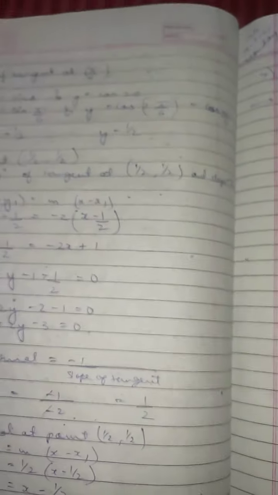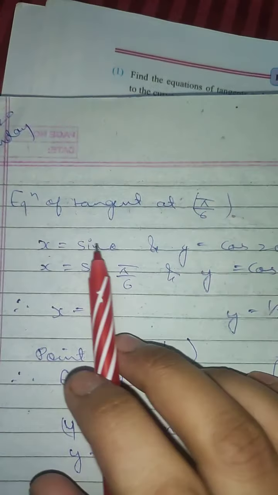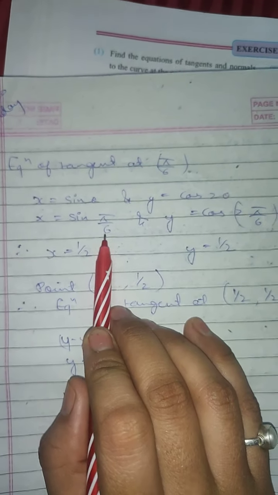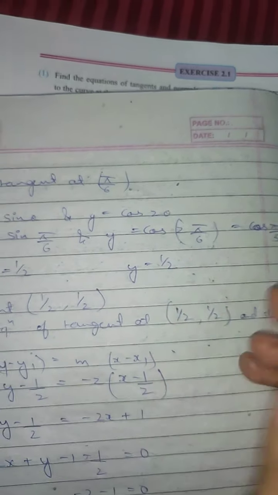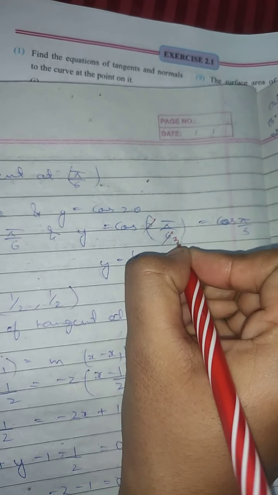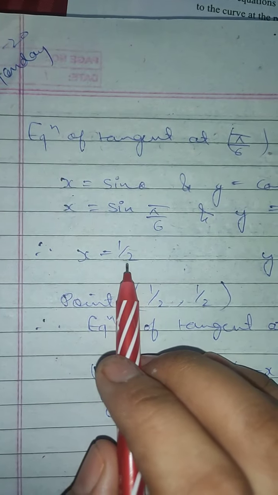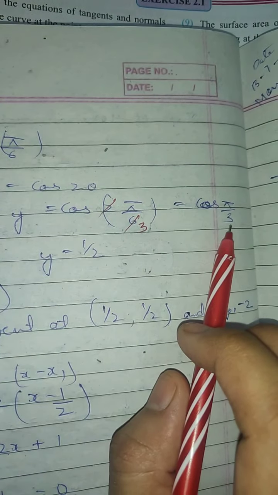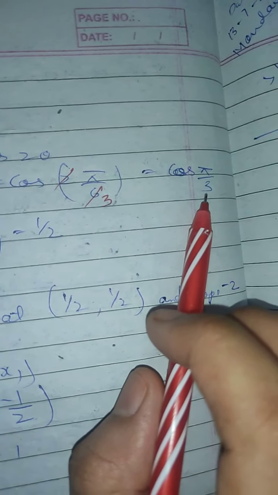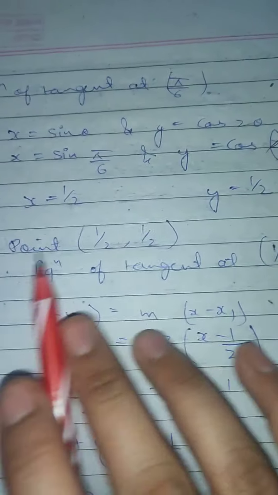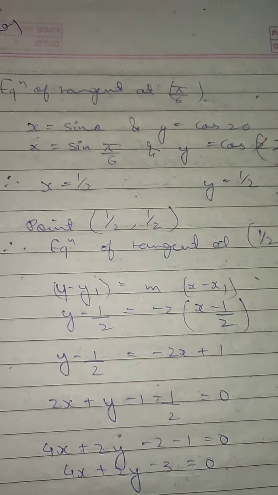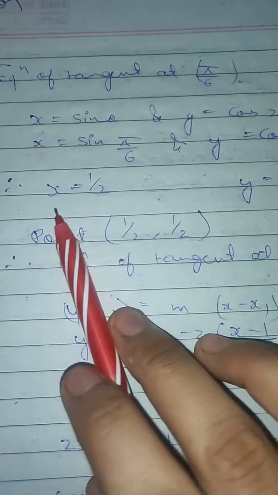Now we'll find the equation of tangent. For that, first of all, in place of theta put pi by 6, here also pi by 6, then 2 into 3 gives cos pi by 3. Sin 30 will be half, so y equals half, and cos pi by 3 means cos 60 degrees, so cos 60 is half. So here we have got the point. Why did we do this? Because we need to find the point, and both the x and y values we got are half.